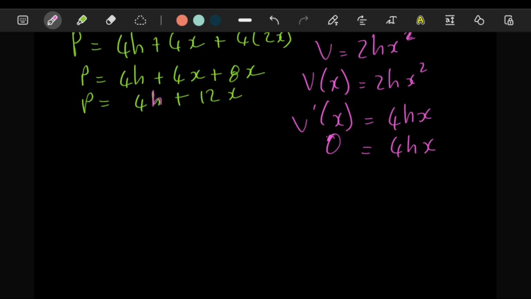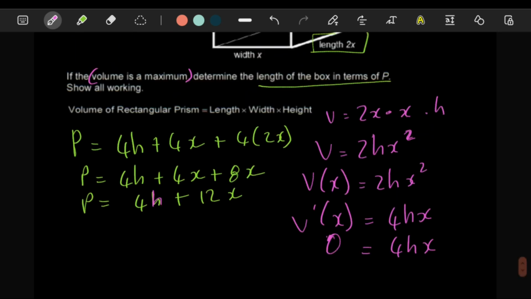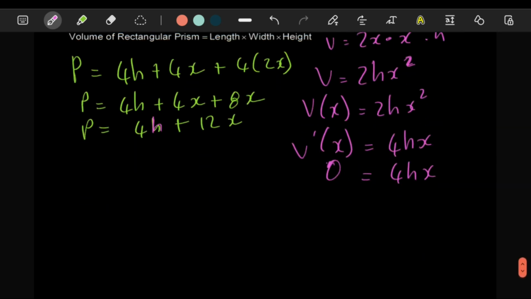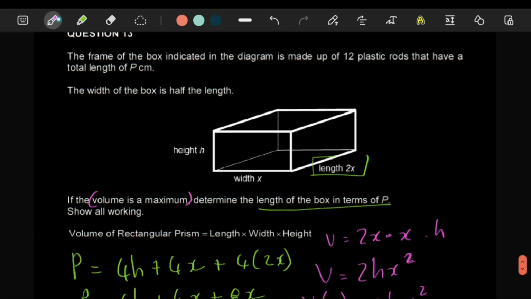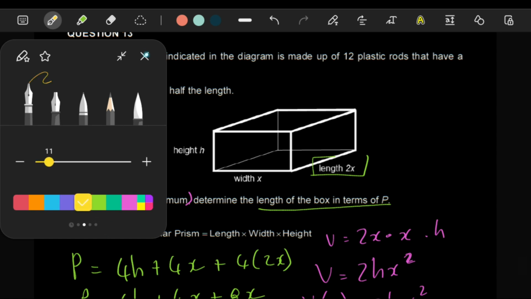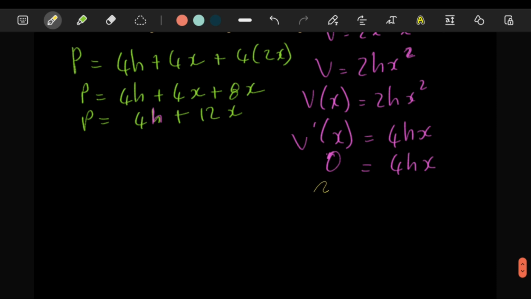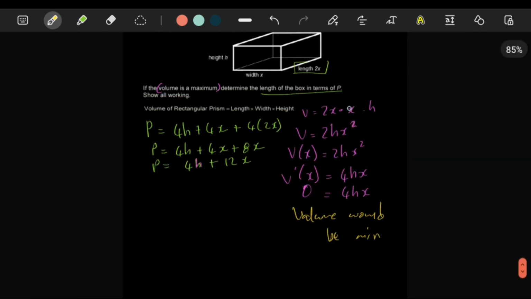So the x value that will cause this volume to be a maximum, it looks as though x is going to be 0. But how can that be? Clearly that would be what will cause the volume to be a minimum, because if x is 0, then the volume will be a minimum. So let me just say here, volume would be a minimum. Okay, so I see I bombed out over there.